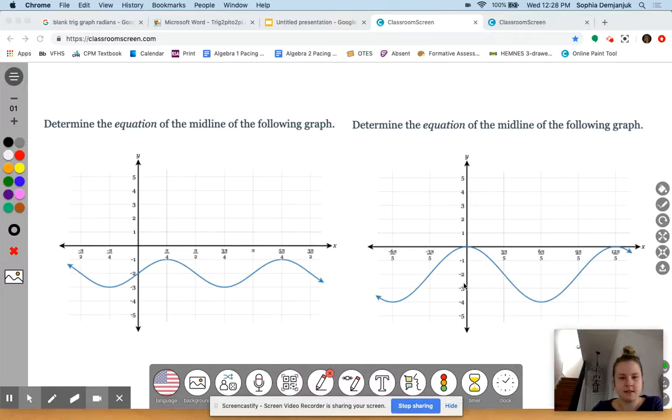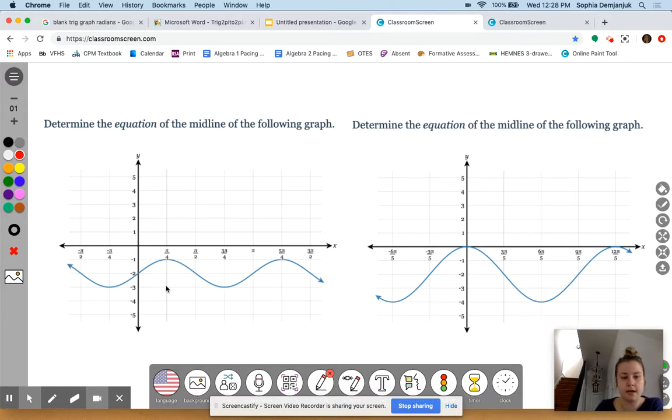All right, for this lesson video, we're going to be finding the midline of our trig graphs. So we have to talk about what the midline is first of all. The midline is that middle line of a trig graph that's directly in between the highest maximum point and the lowest minimum point. So when I look at this first example, I want to be able to draw a line that goes directly through the center of the middle.